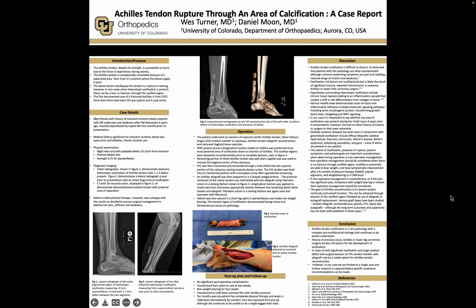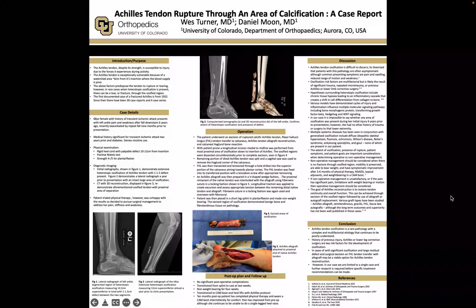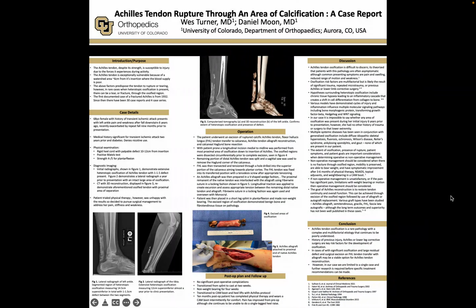Continued longitudinal traction was applied to create excursion, as well as to assess the appropriate tension between the remaining distal end of the native tendon, as well as the allograft. Once that was appropriately tensioned, FiberWire suture was used in a locking fashion again and oversewn with Monocryl. She was then placed in a short leg splint in plantar flexion and made non-weight bearing.